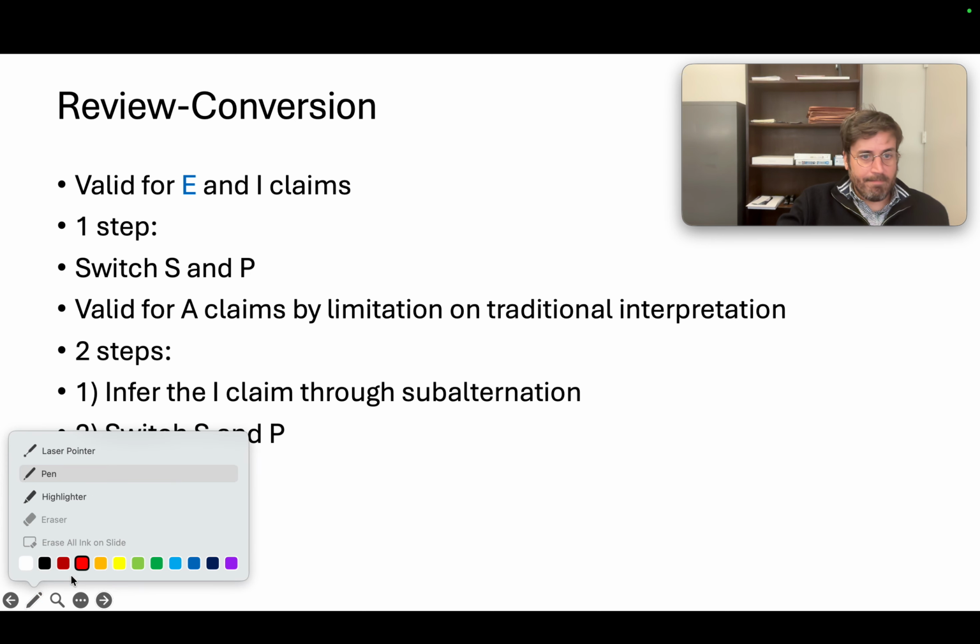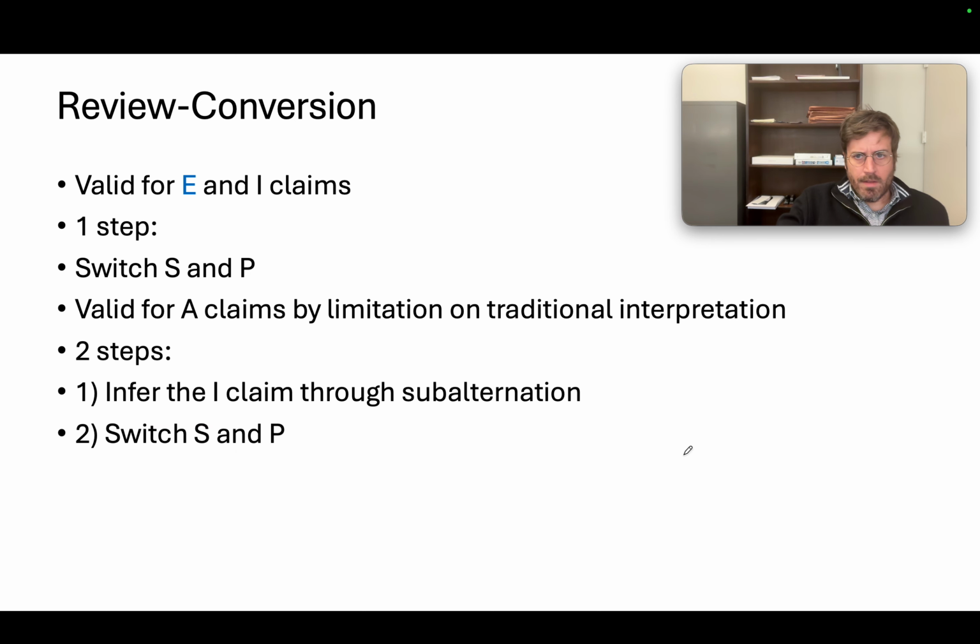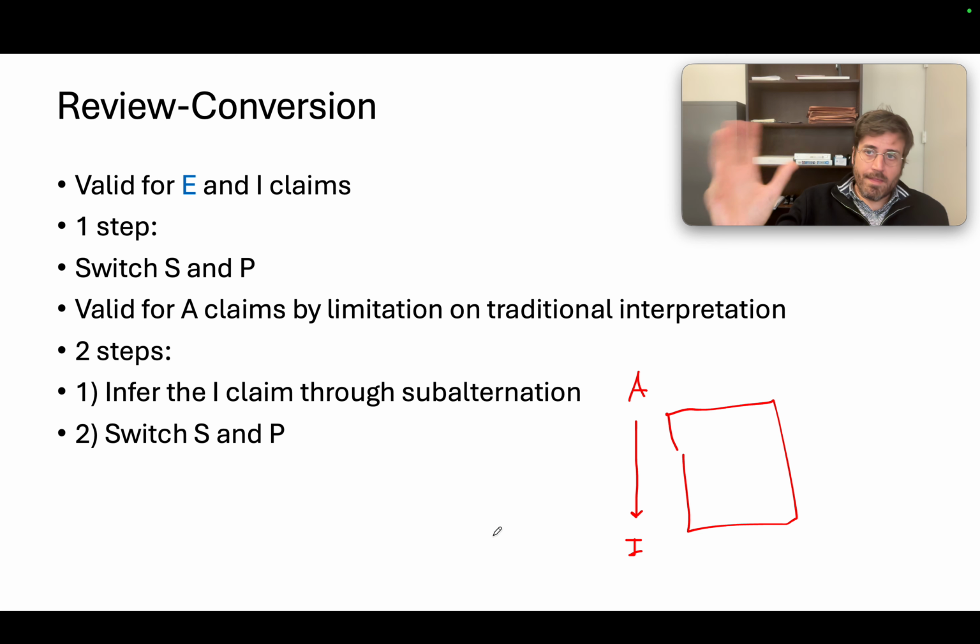Let me try again. On our square, we have our A claim up here, all S are P. Through subalternation, we transform it into the I claim. That becomes some S are P, and then we apply conversion to the I claim, some P are S. And then that's a valid process of conversion.